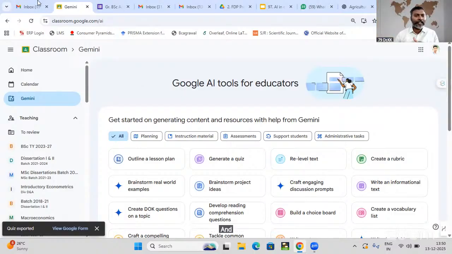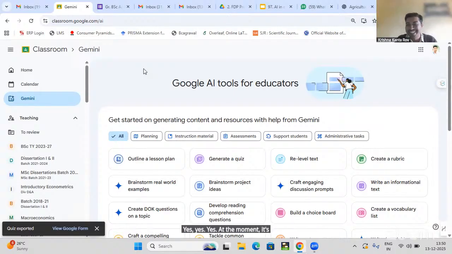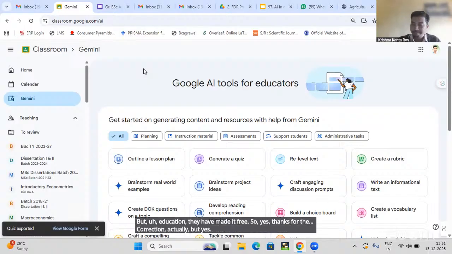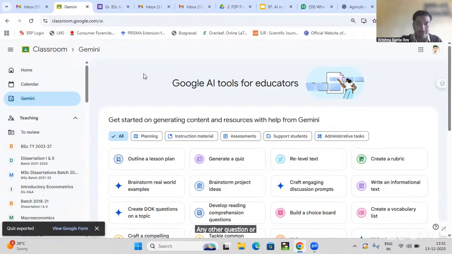And Google for Education is absolutely free, sir. Yes, at the moment it's free. We don't know about the future, sir. But for education, they have made it free. So yes, thanks for the correction, actually. Any other question or comment or input about this? Okay. Even in future, if you face any problem, I can give my details. You can be in touch with me. I can tell your IT person how to go about it.